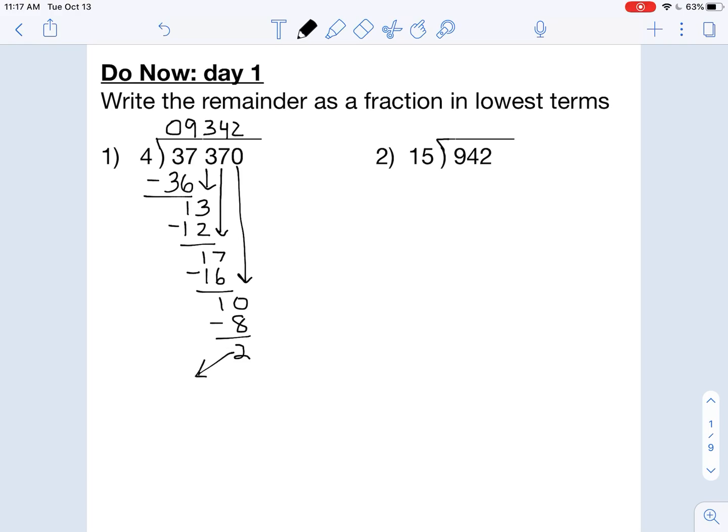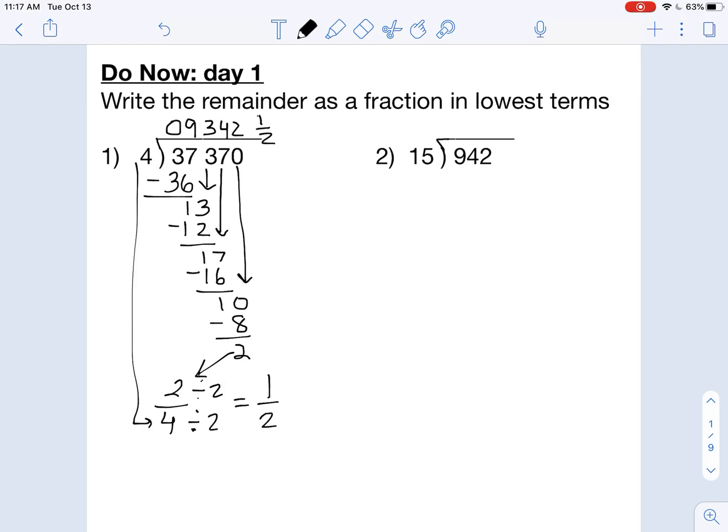So our remainder becomes our numerator, and the divisor here, 4, becomes our denominator. And 2/4 can be divided by 2 over 2, which gives us a fraction of 1/2 in lowest terms. So our quotient is 9,342 and a half.